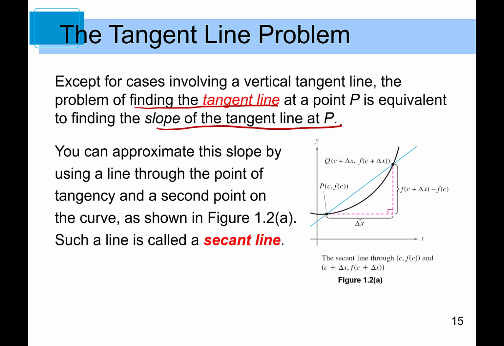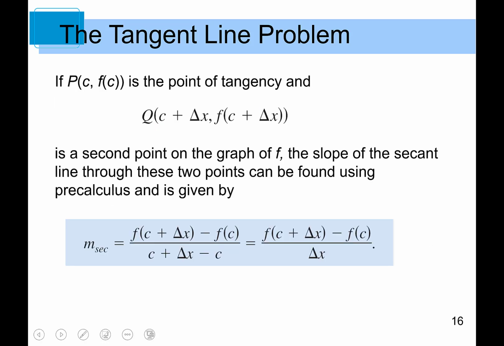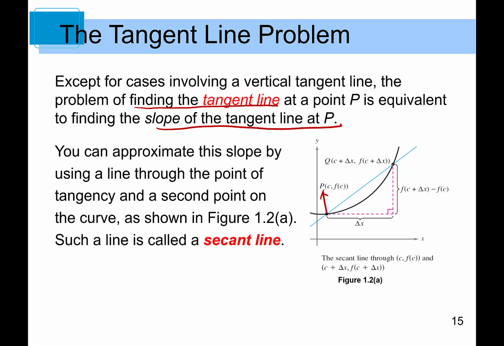As I mentioned, slope is always one of the most fundamental terms related to any line. And you can approximate the slope by using a line through the point of tangency and a second point on the curve. I'll show you, this is point P. And let's say we have another point somewhere here. So the slope at that point we're using change of y over change of x.